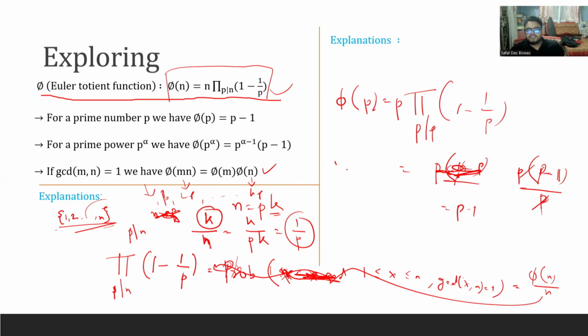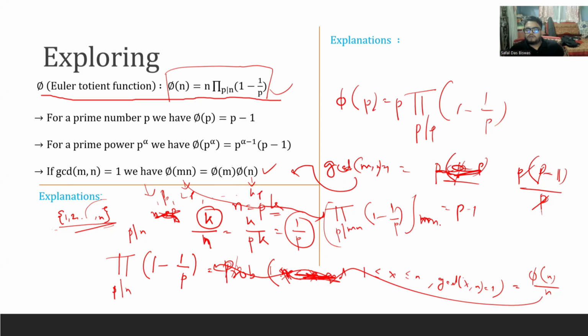And also you can prove the multiplicative result by applying this formula and using the fact that gcd(m, n) equals 1 here. How to do so? If you just take the product over p dividing mn of 1 minus 1 by p, times mn, then this equals m times the product over q dividing m of 1 minus 1 by q, because the GCD is 1, so they share no common factor, right? Keep this in mind.